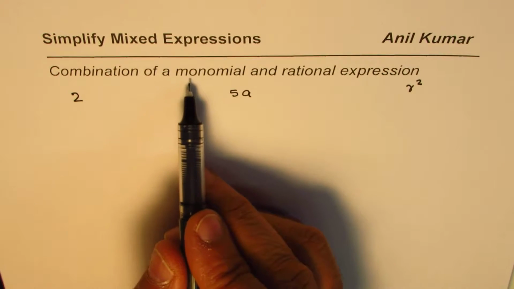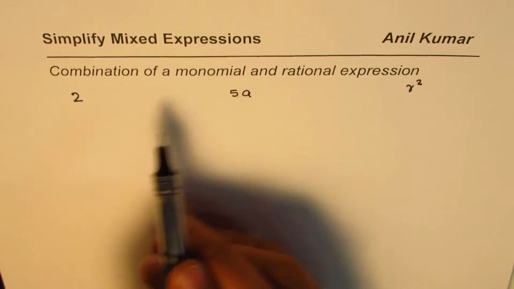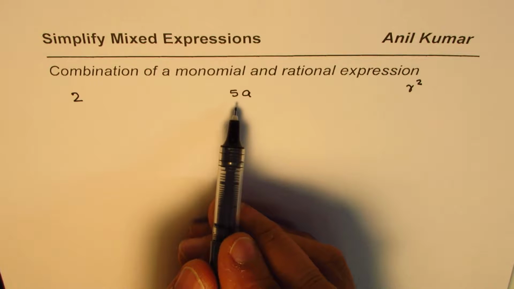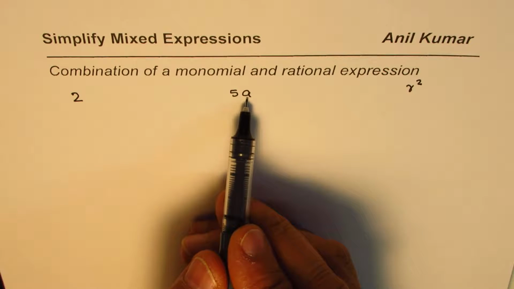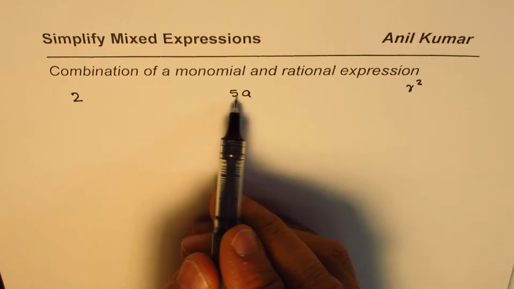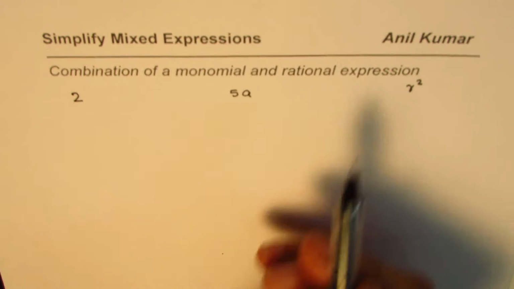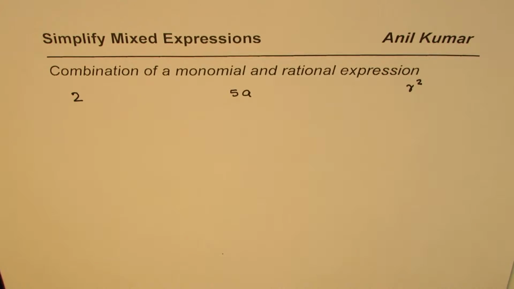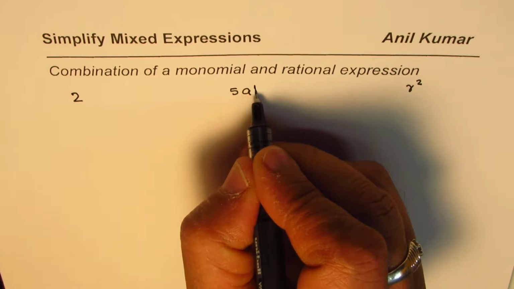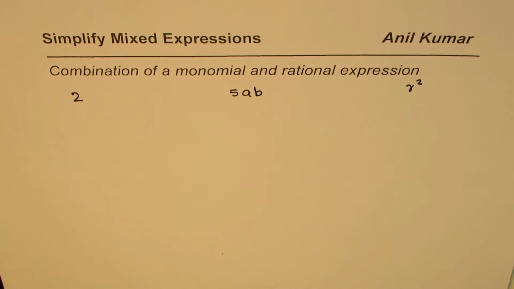So we understand a monomial is an expression which has a combination of constant and variable, but you could have only one constant or just one variable also. You can have more variables also. So if you want, you can add more variables. We could have a, b, for example. Is it okay? So that is also a monomial.